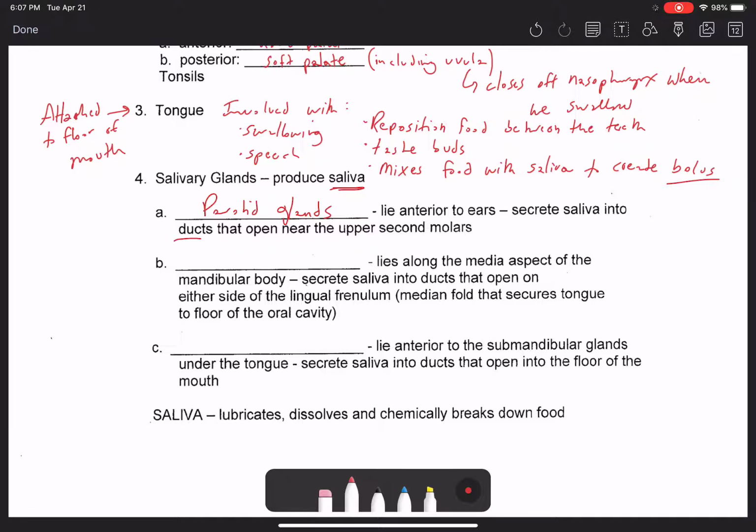You also have the submandibular glands. And they lay along the medial aspect of the mandibular body. Right? Mandible is your jawbone, right? And they secrete saliva into ducts that open up on either side of your lingual frenulum. These ducts are called Sprinson's ducts, by the way. And you don't have to know the names of the ducts. If it's not written in the notes, you won't be held accountable for it. And the frenulum, by the way, is this median fold of mucosa in the floor of the mouth that secures the tongue.